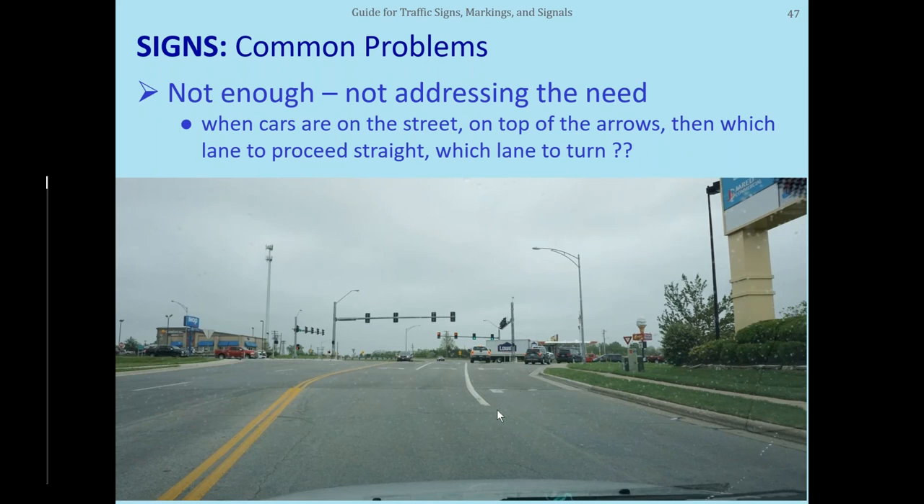What's our situation here? You're approaching an intersection. You've got some pavement markings that tell you these two lanes are left turn only. This single lane is for both through and right turn movements. That's somewhat visible if you don't have a lot of traffic on the road. But what happens later in the day when all the commercial activity starts to generate a lot more cars and the cars are sitting on top of these pavement marking arrows?